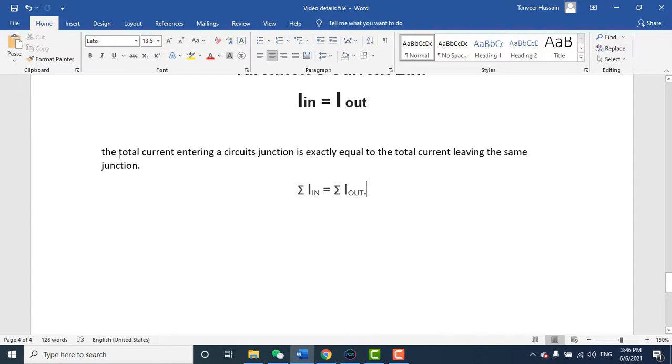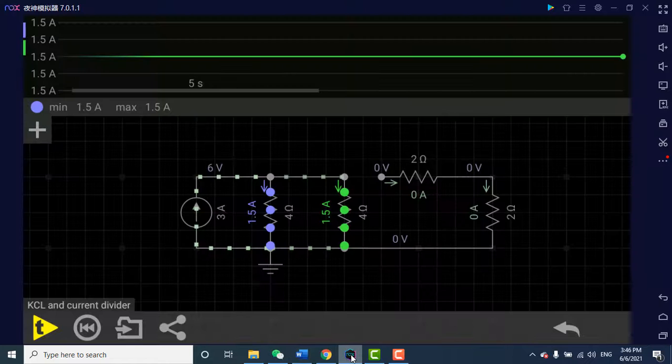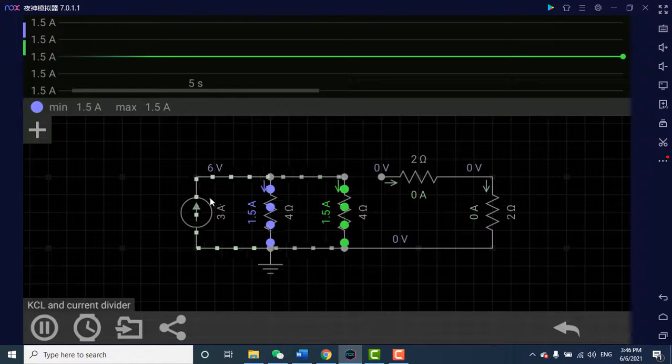What is the KCL? The total current entering a circuit junction is exactly equal to the total current leaving the same junction. So this is just a common observation. If I run the simulation here, you can see we have the current source. The current is flowing from left to right, and here is the junction. A point where we have multiple branches, where the current divides into different paths, is called a junction.